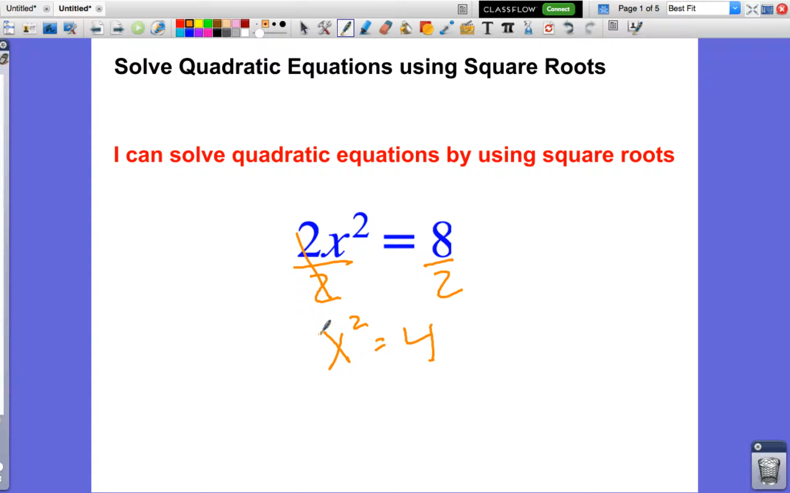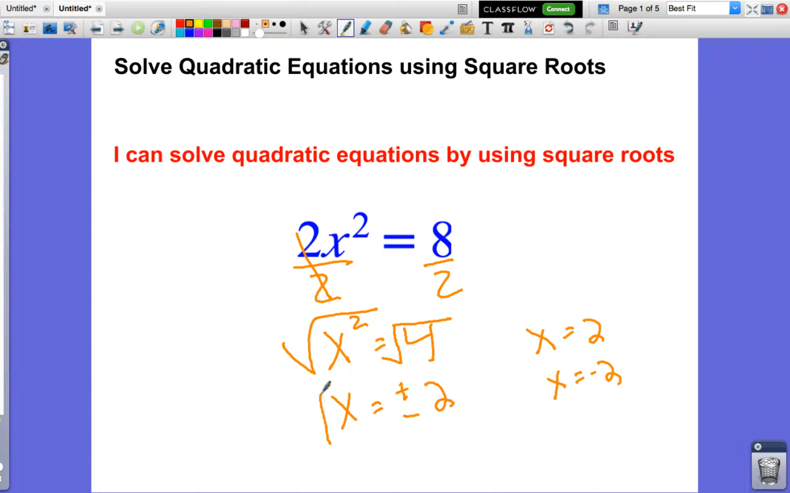Now I need to ask myself, x squared means some number times itself is equal to 4. When something is being squared, the way we can undo an exponent of 2 is by taking the square root. And whatever we do to one side of an equation, we have to do to the other side. The square root of x squared is just x. And then I have the square root of 4, which is either positive 2, or it could also be negative 2. So my solution to this equation is x equals 2 and x equals negative 2.